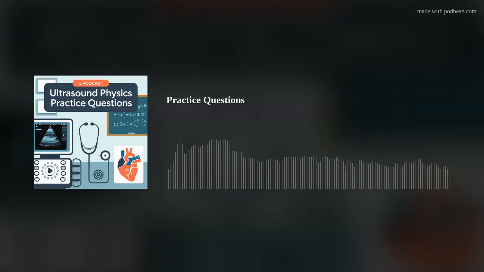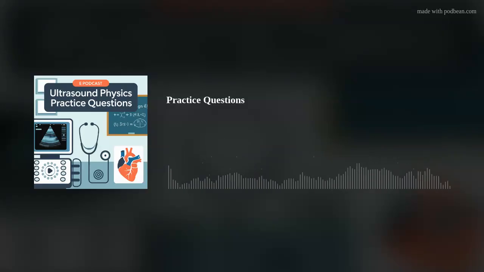This is so cool. I feel like I'm really starting to understand how we use the physics of sound waves to make these incredible images and get all this clinical information. Now this one takes us back to the basics of wave motion. It asks about the direction of particle movement in a transverse wave. Can you remind me what a transverse wave is and how it's different from a longitudinal wave?